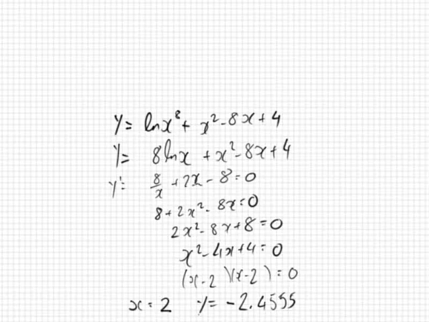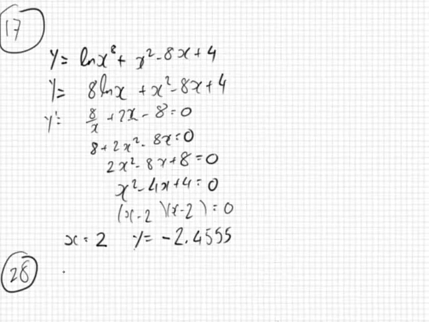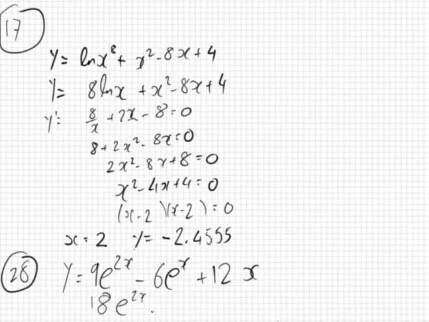We'll have a look at 28 next. There may possibly be a mistake in 28. So this was 17. And now this is 28. So we have y equals 9e to the 2x minus 6e to the x plus 12x. So the derivative here will be 18e to the 2x minus 6e to the x plus 12 equals 0.